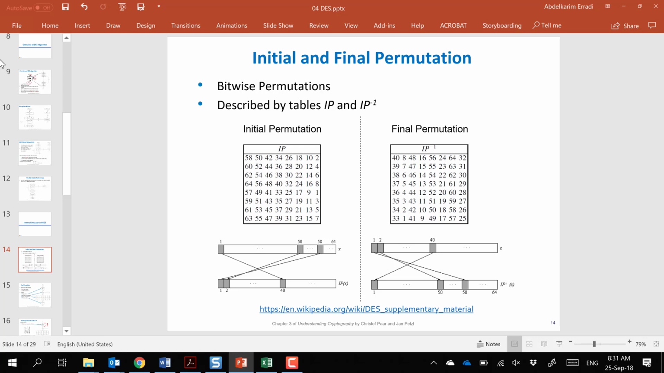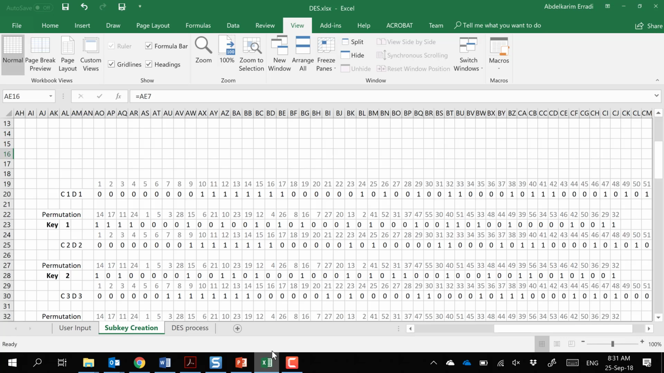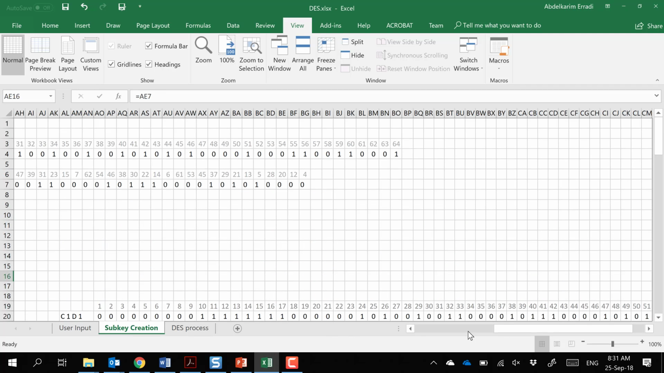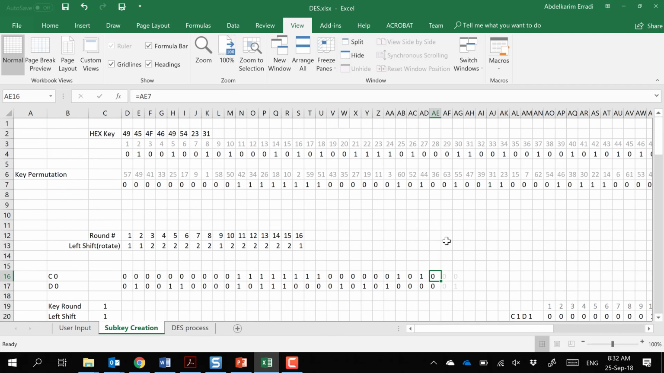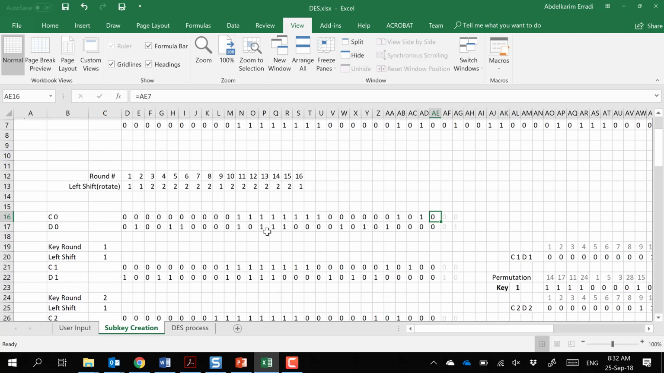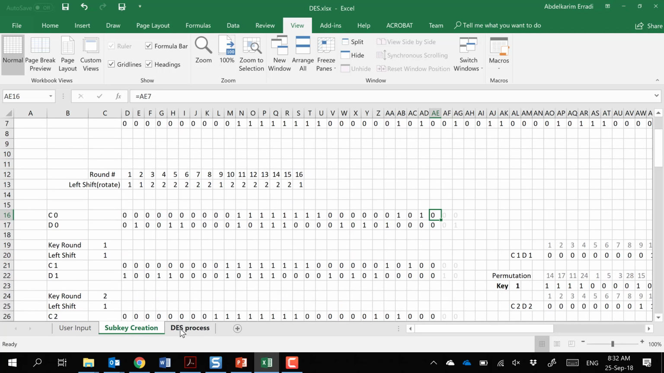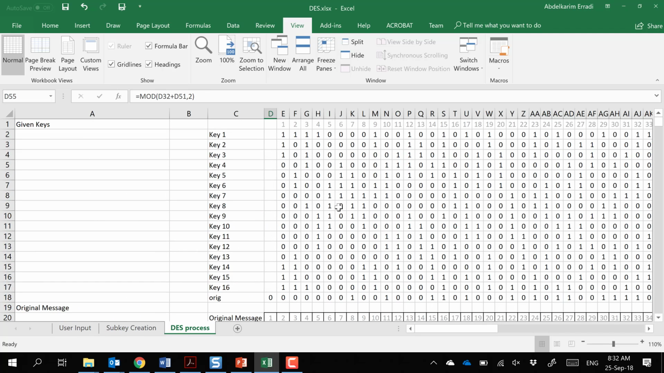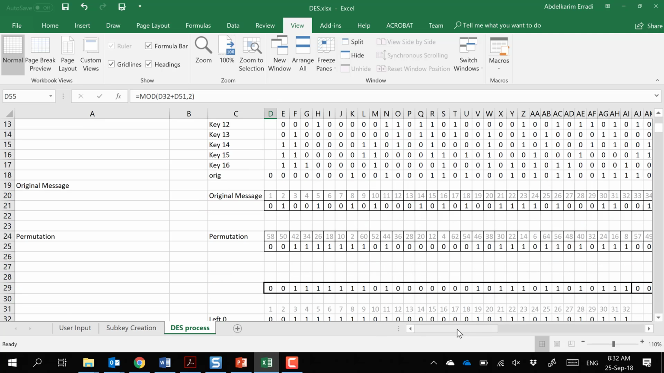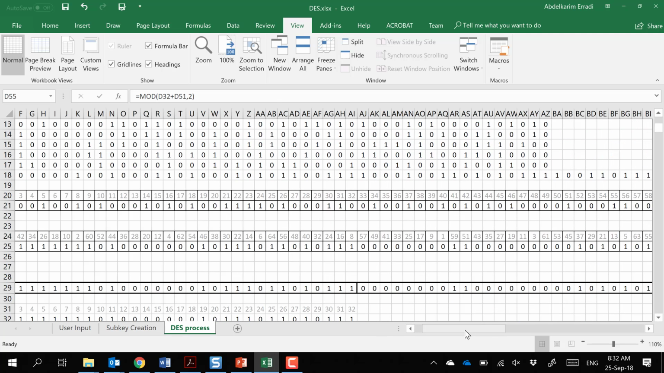Okay, so initial and final permutation, is it clear? So what I found, I should have kept the resource, is an Excel spreadsheet somebody developed that shows this one step at a time. Once I explain this, I'll show you each step in this Excel spreadsheet, and I will post it online.